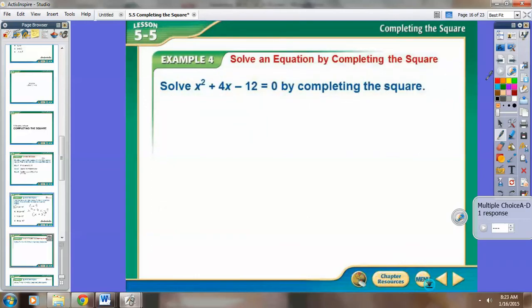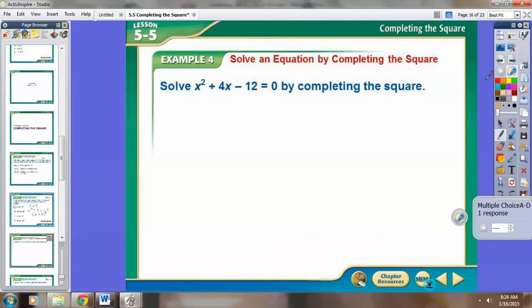Alright, so let's talk about how this is going to help us. If you would copy down this problem onto your notes, x squared plus 4x minus 12 equals 0. Do we have a perfect square trinomial on the left-hand side? Half of 4 is 2, and 2 squared is 4. I've got negative 12. It's not a perfect square trinomial. I cannot factor this using the methods that we've learned. So I've got to try something else.